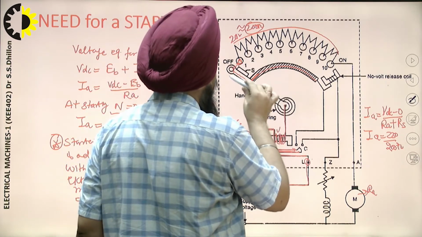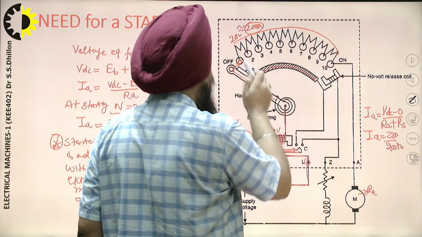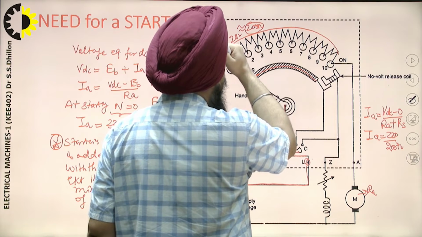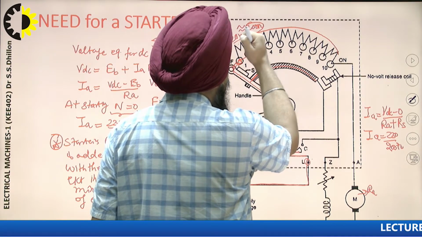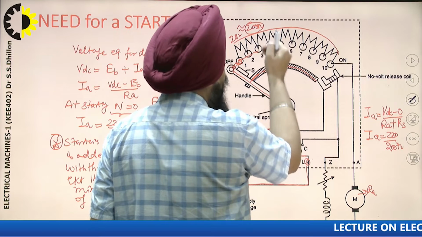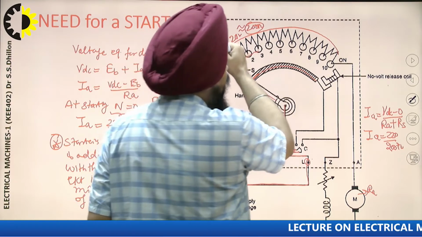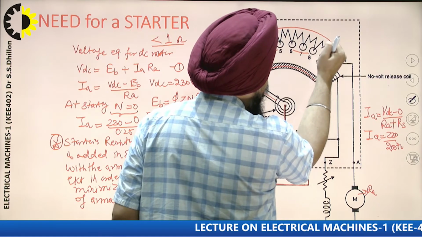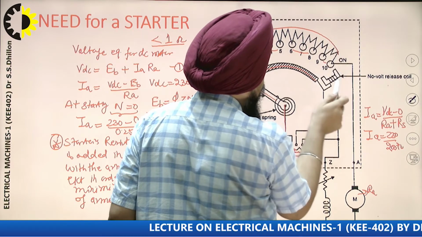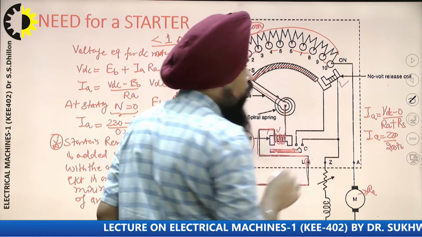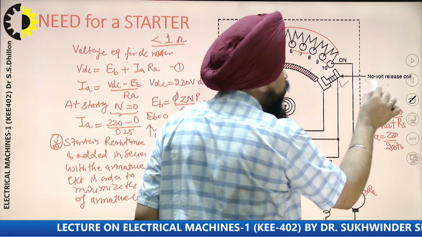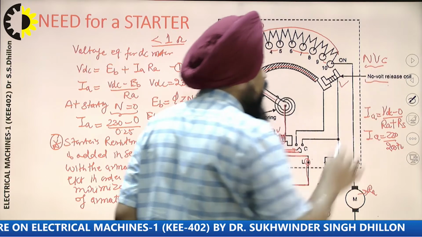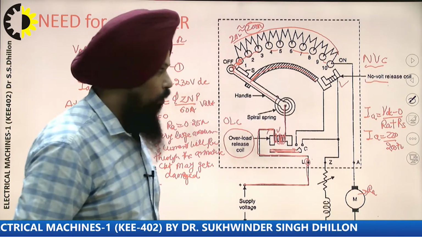And then when we are going to start this motor, we have to move the stud in this manner. When we move across these studs, these resistances are going to be cut off, and the whole supply voltage comes across the armature terminals when it is held by this another electromagnet, that is known as no voltage release coil, that is NVC. This is known as no voltage release coil.